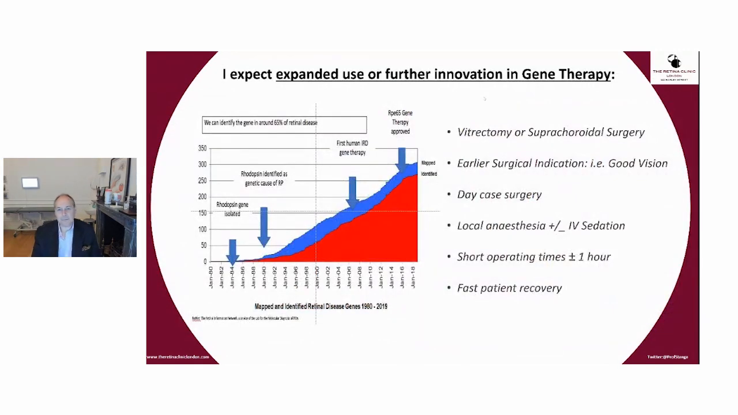So what do I expect from gene therapy in the future? Well, that we can deliver it either through vitrectomy or suprachoroidal surgery, which is a shorter and less invasive procedure than vitrectomy, perhaps earlier surgical indication when patients are still at the stage when there is good vision, day case surgery, local anesthesia with intravitreal sedation, short operating times of 1 hour, and fast patient recovery. We are already at day case surgery under local anesthesia with sedation and an operating time of 1 hour. So we are already there.